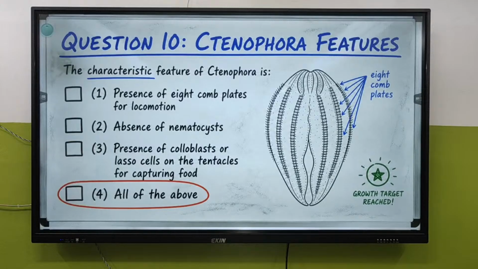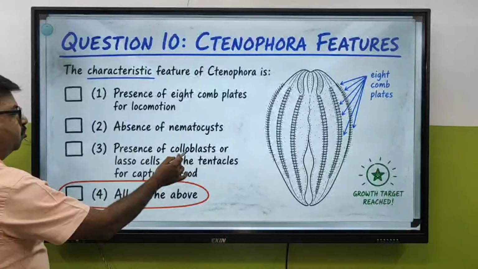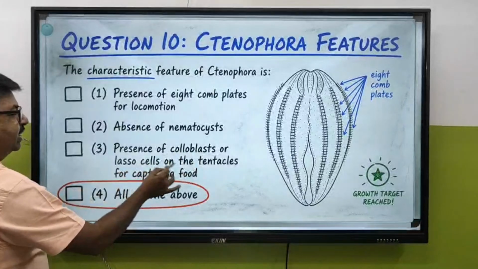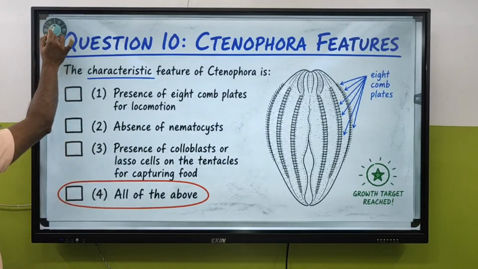Ctenophora features. Don't consider this as the answer. The characteristic feature of Ctenophora is presence of 8 comb rows, right? Absence of nematocysts, right? Presence of colloblasts or lasso cells. Lasso cells are there in Ctenophora. Answer is? Chalo, very good.